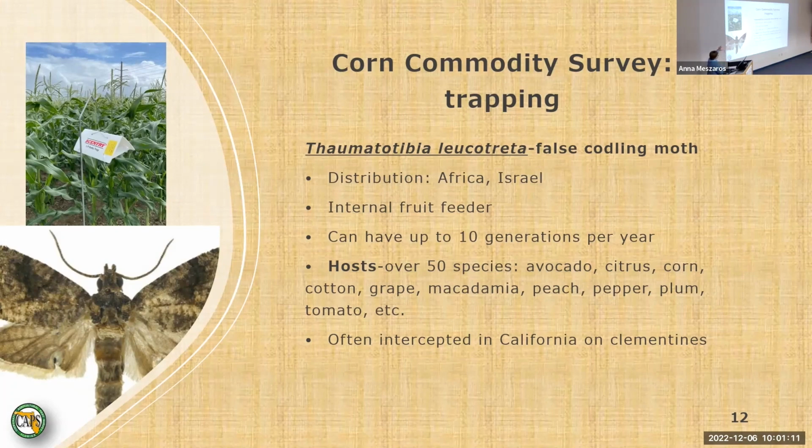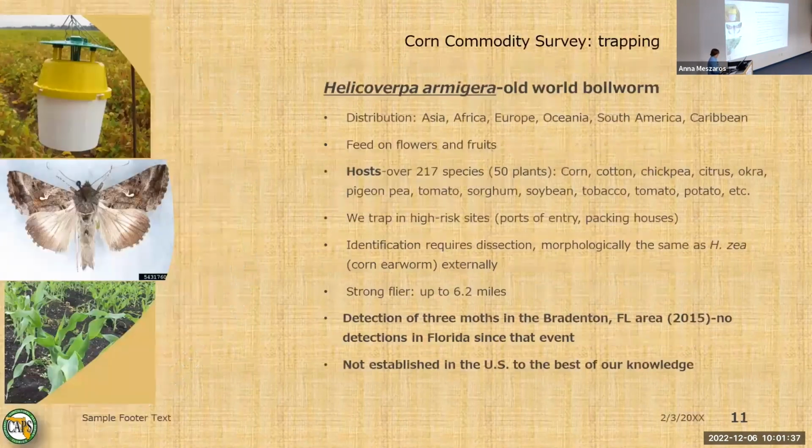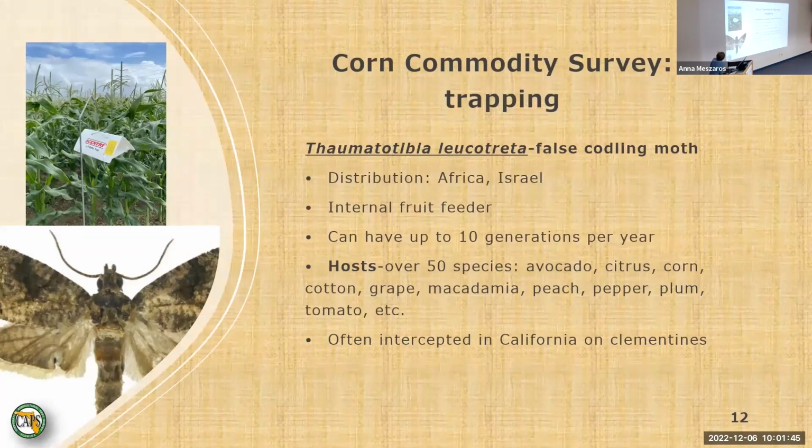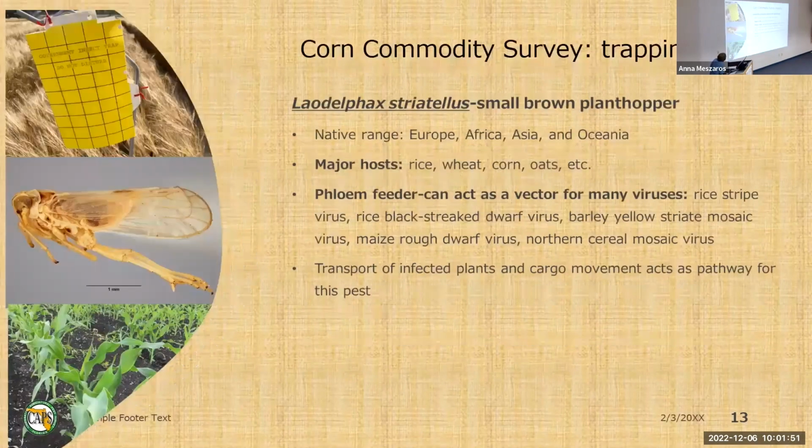I showed you just now about corn, but for instance, these are species we place traps for. One of the surveys we have is about nurseries, so we place traps there. For instance, sometimes the same trap and the same lure is used for another host. And this is another.